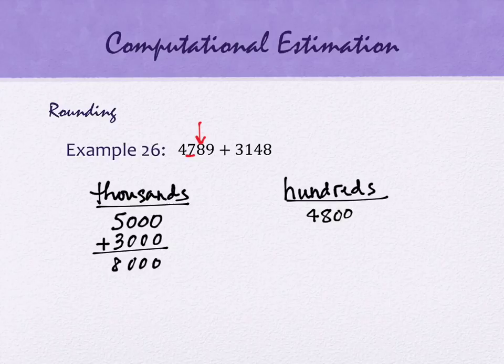And then the 1 in 3,148, we look at the 4 here, and that 4 says what's going to happen to the 1? It will stay the same. So 3,148 becomes 3,100. And this isn't too bad. I still have lots of zeros. Zeros are good. So if I add 4,800 and 3,100, what do I get? 7,900. Still not precise, not exact, but it's also still close to the 8,000.